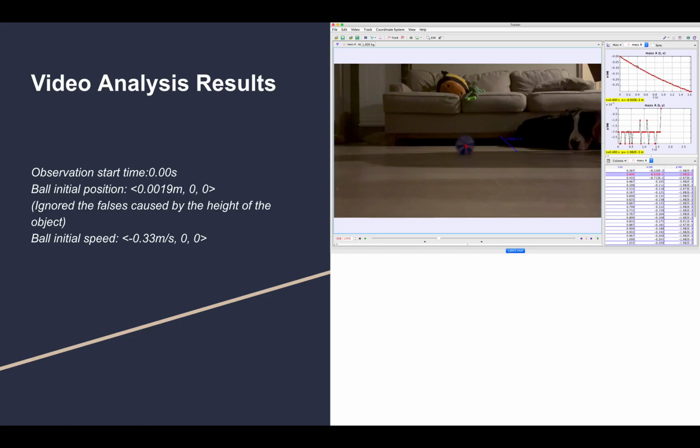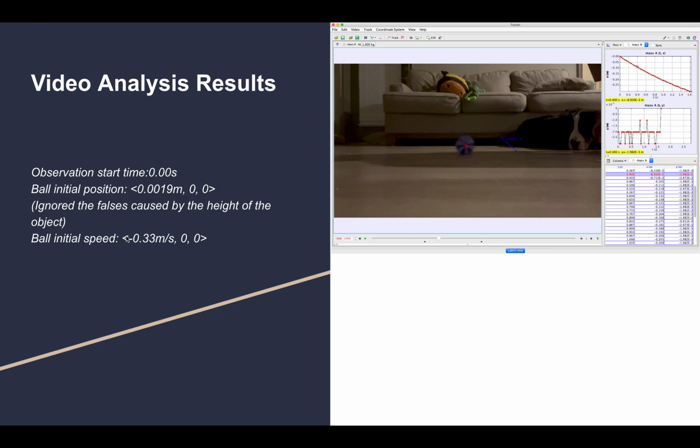As you can see, this is a screenshot of my Tracker. So this is the position and time graph, which shows us basically a decreasing straight line, meaning that the object is moving at almost a constant speed. There are some faults concerning the motion in the y-axis because I just could not click on the exact same height every time. We're just going to ignore that.